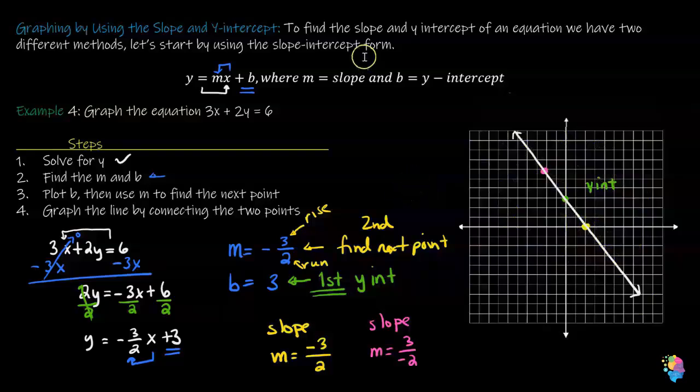You just have to make sure that whenever you use the slope-intercept form, you always plot the y-intercept first and then use the slope to find the next point. But what if you don't want to solve for y because you have difficulty solving for y? Well, this is not the only way that we can find the slope and the y-intercept. Let's do another example so that we can see how else I can find the slope and the y-intercept and continue to use this method.